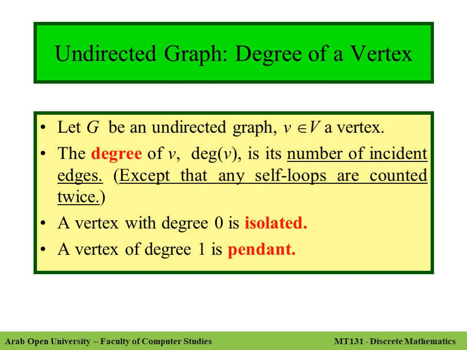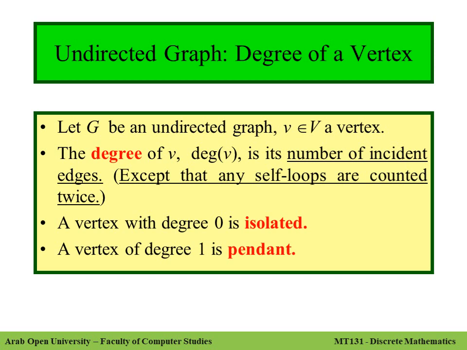If you happen to have a loop, the loop is counted twice. Think of it as touching the vertex twice. A loop is counted twice. But this is what the degree of a vertex is, the number of incident edges. And if you have a loop, you count it as twice. It will contribute 2 to the vertex degree.